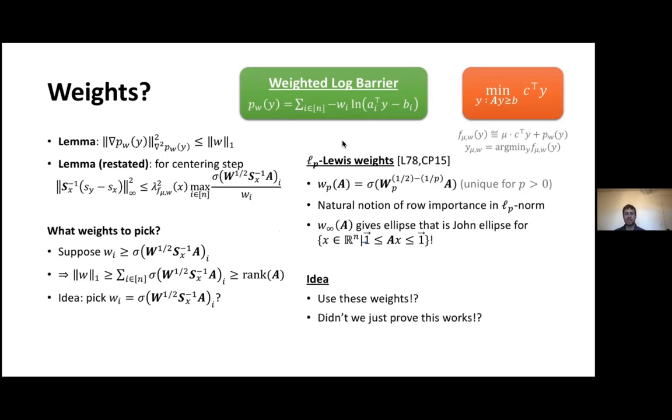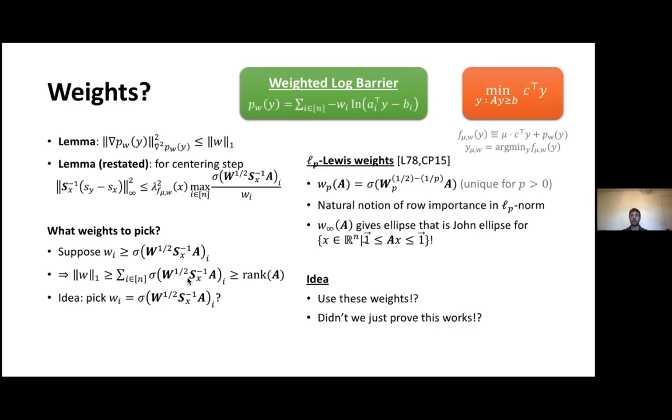And at first glance, it might actually seem like, unlike the other case where we just said, why not use these weights? It almost feels like we proved these weights work this time. We said, once you have these weights, you could center. And then we said, if you're centered with respect to these weights, when you increase your path parameter, it behaves like a D self-concordant barrier rather than an N. So it almost feels like we just proved that this works.